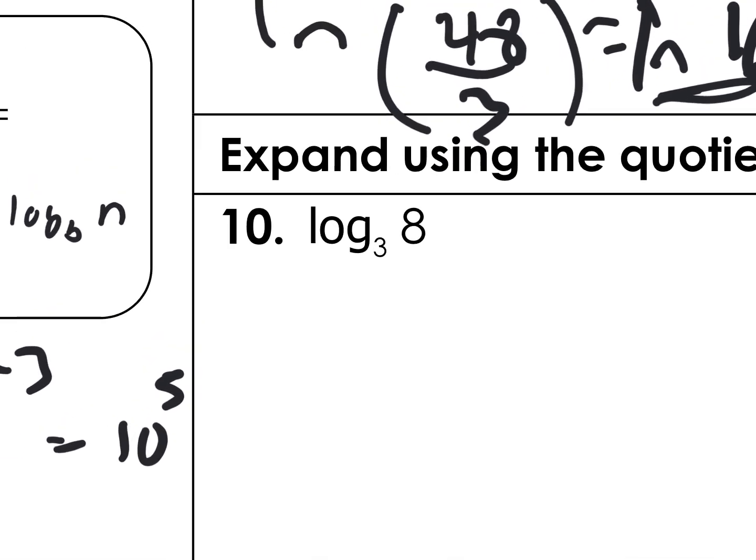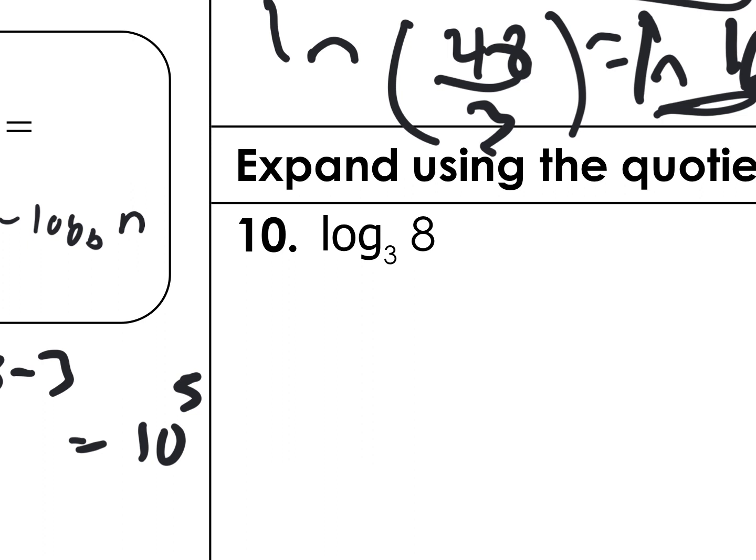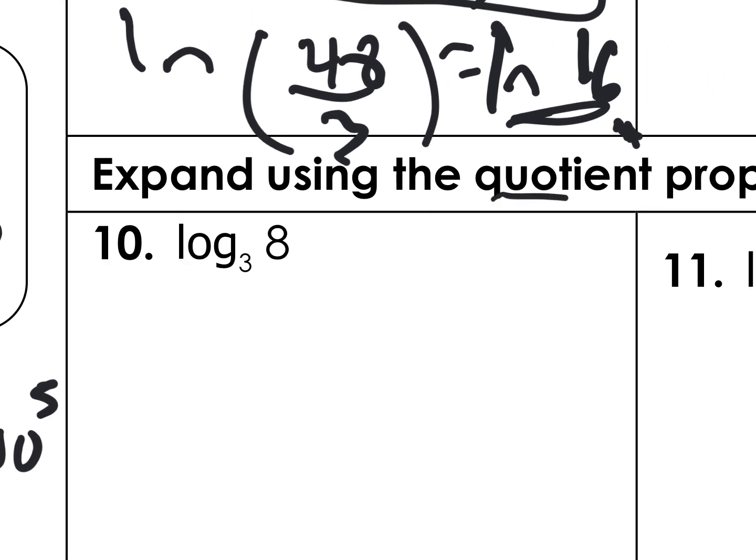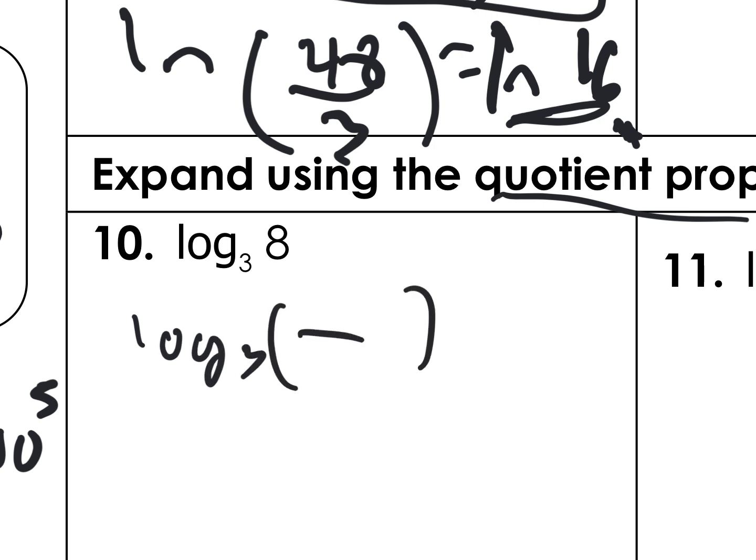How do I expand? I want to turn this into expansion using the quotient property. So that means I have to divide something with a log. Log base 3 of what? What could you use? What could you use to get an 8? 4 and 2? 4 divided by 2 doesn't give me 8. Never mind. 16 divided by 2. 16 over 2 is an 8. That's perfect. So you just expanded this.